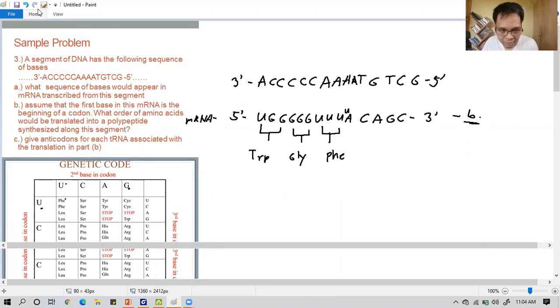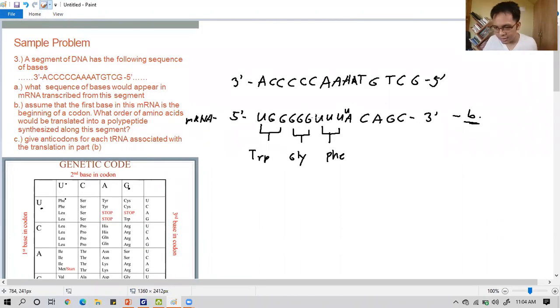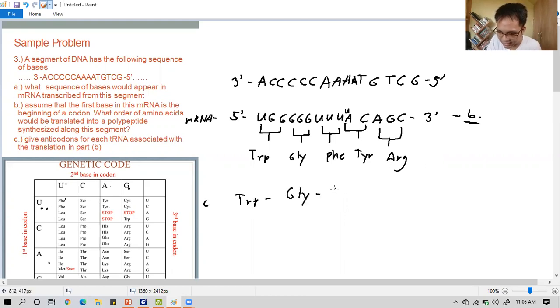Okay, and let's go on. Okay. So, this is UAC. What is our UAC? So, UAC. That is tyrosine. And then, for the last, that is AGC. AGC. That is arginine. So, therefore, the answer for our letter C is, the sequence of amino acids is tryptophan, glycine, phenylalanine, tyrosine, and arginine.